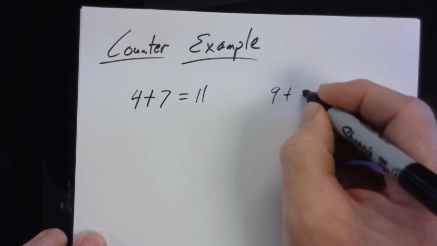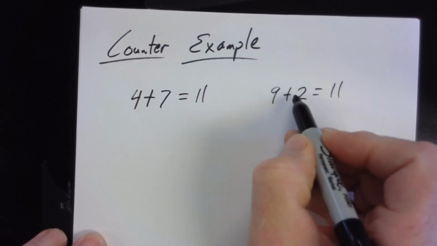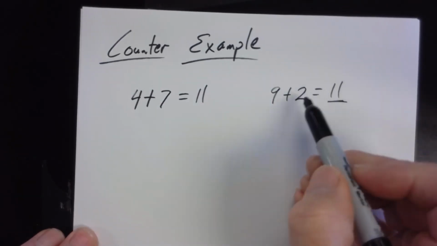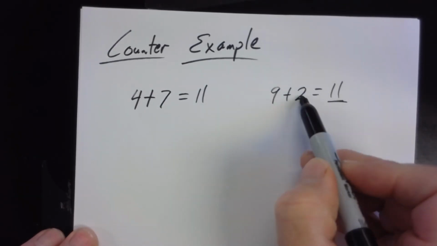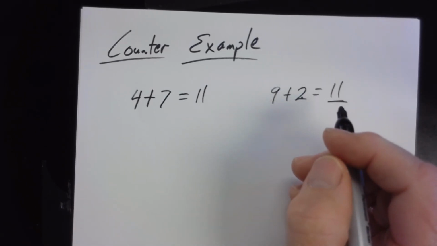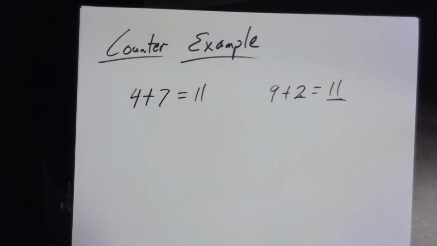9 plus 2, that's 11. Isn't that greater than either of those two? So they're conjectures. The sum is always greater than the larger of the two numbers you add together. But I heard right away, Dempsey said no. All right. So what's our counterexample?